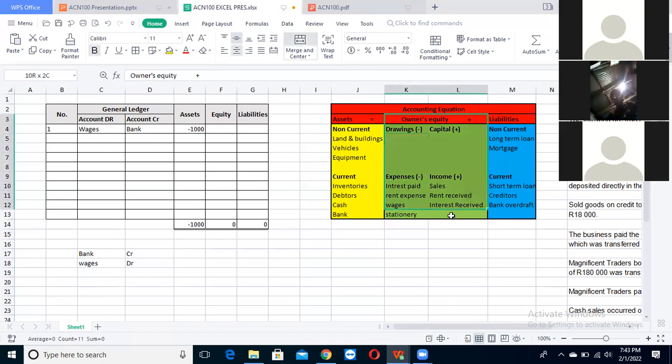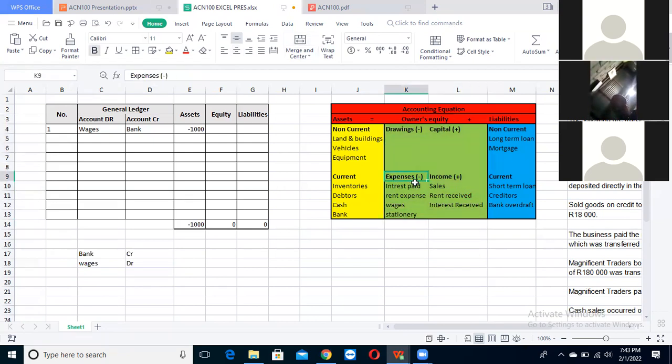Where do we find expenses? Under the owner's equity section. Under the owner's equity section, you'll find that we've got expenses here. And in brackets, I've given you a hint on what that particular expense is doing to the owner's equity. As I explained earlier, expenses have an impact of reducing the owner's equity. If we pay wages, it means the money that is left behind for the owner is reduced. And therefore, that should be shown on the accounting equation.